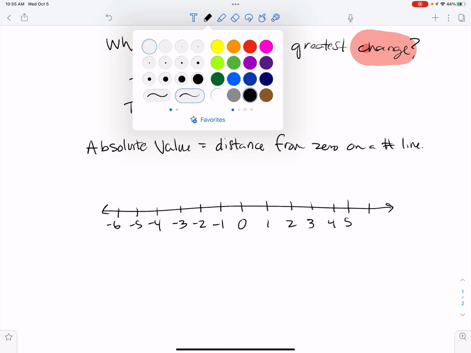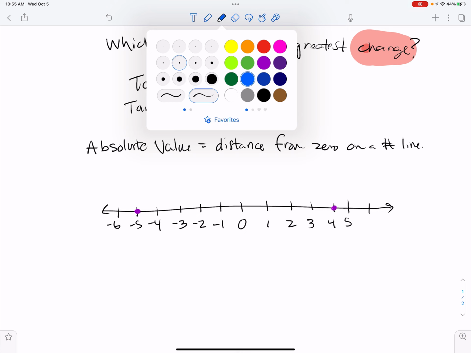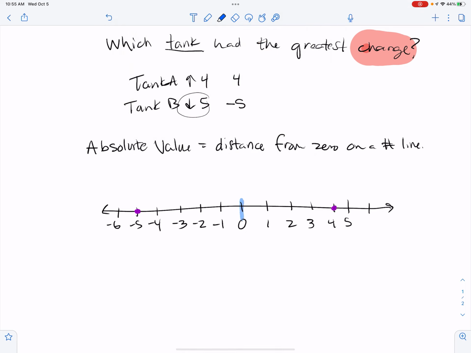So we have our 2 points. I'm going to do them in purple just so we can see. We have our negative 5 and we have our 4. And so if we were trying to figure out the absolute value, we are going to be looking at how far away from 0 are these two numbers? So here's our 0 point.